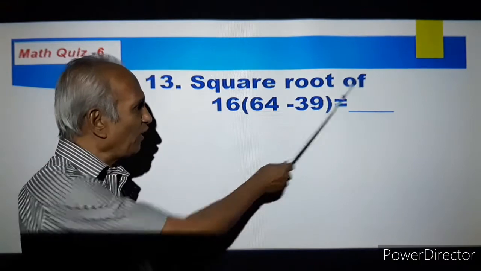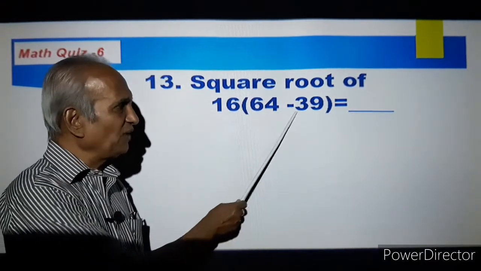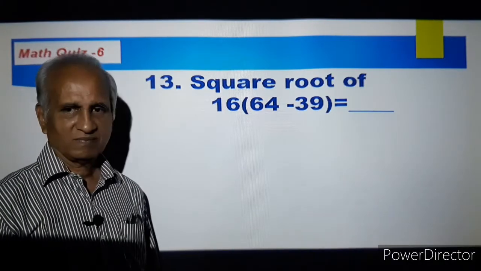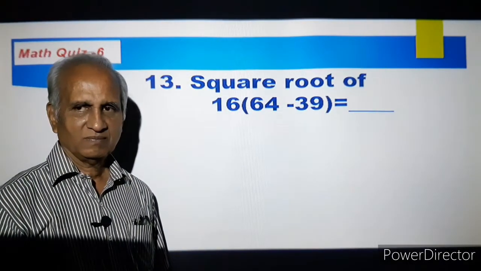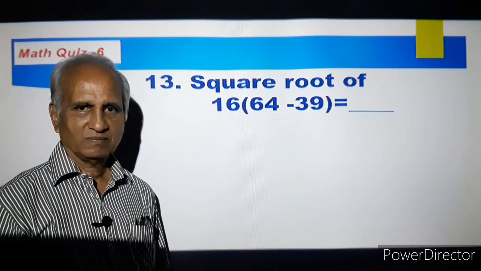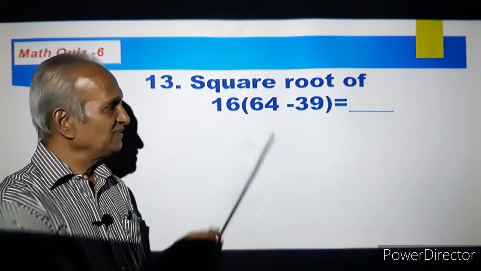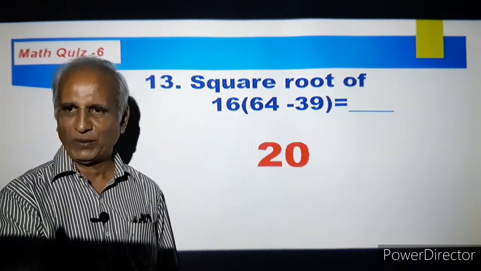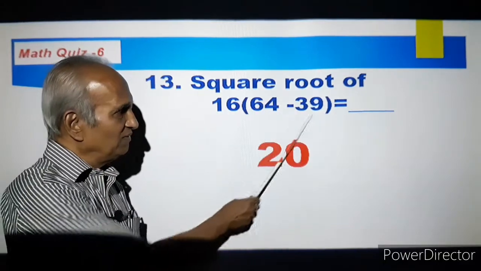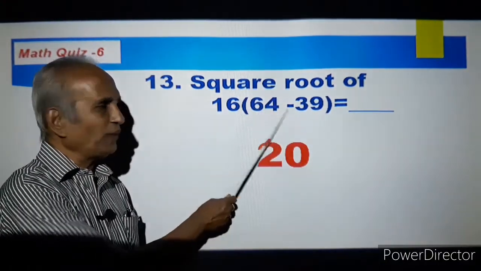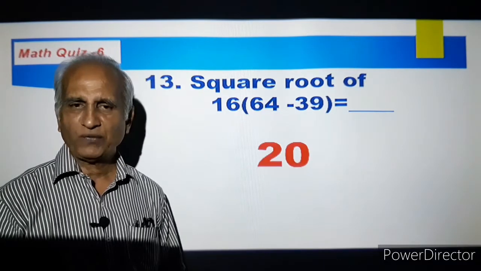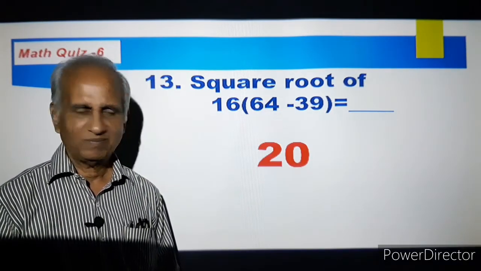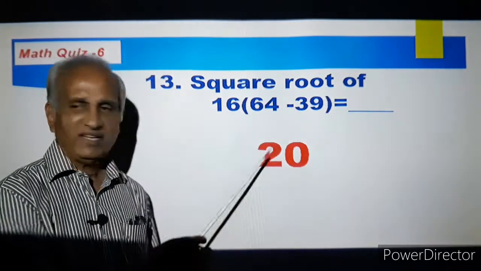13th one, square root of 16 into 64 minus 39. Simplify 64 minus 39, it is 25. So this becomes 16 into 25. Root of 16 is 4. Root of 25 is 5. So 4 into 5 is 20.